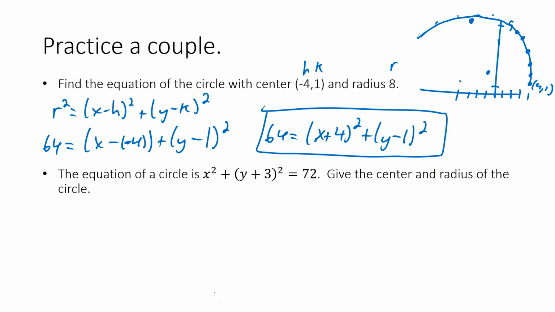All right, let's try the next one. They give us the equation x squared plus y plus 3 squared equals 72. I'm going to try to find the center and radius of that circle. Let's see if you can do it. Give it a shot. All right, let's give it a shot together now.